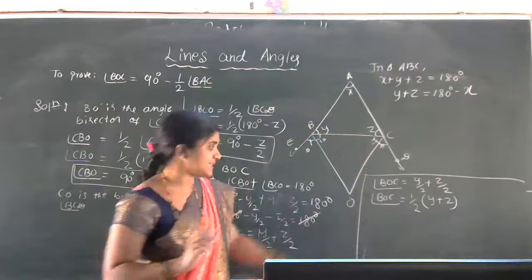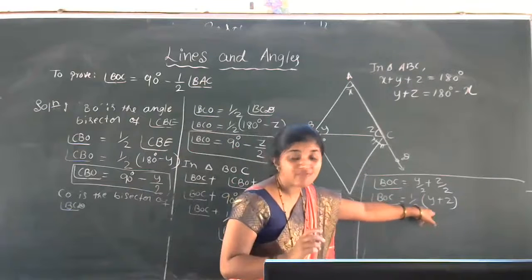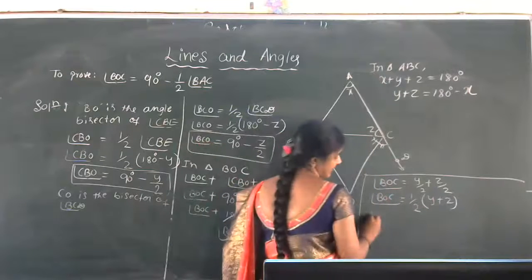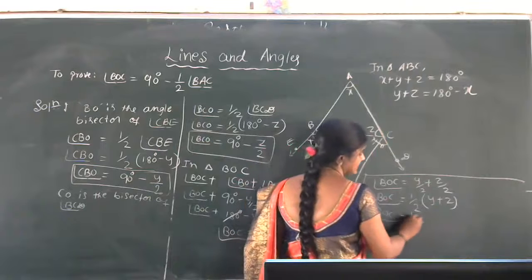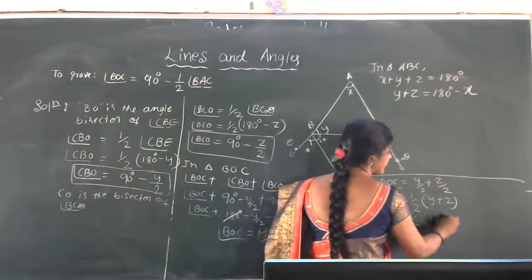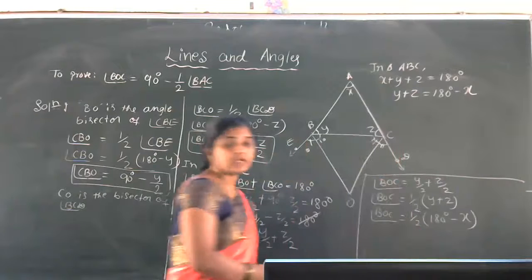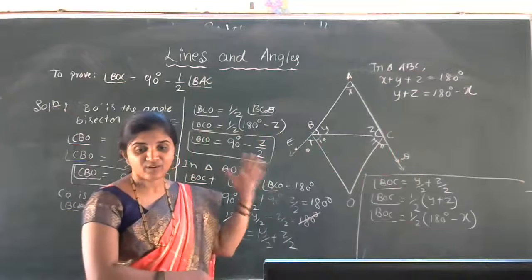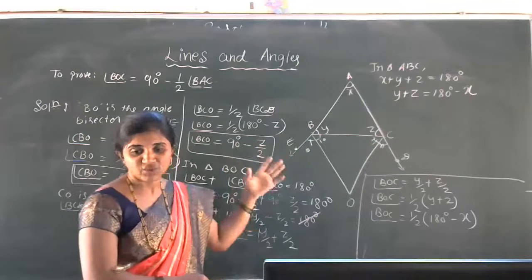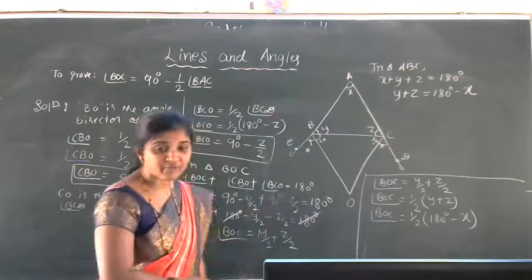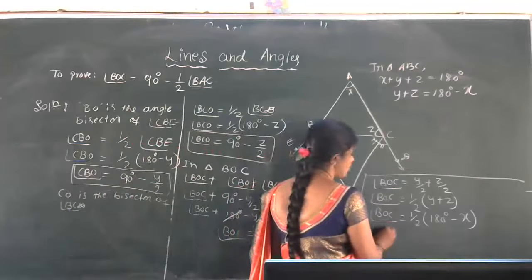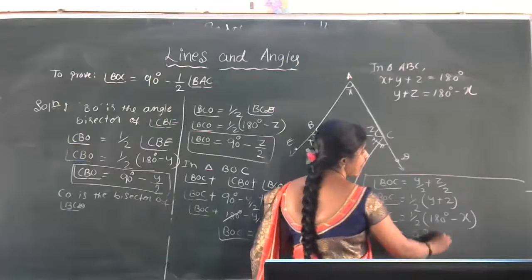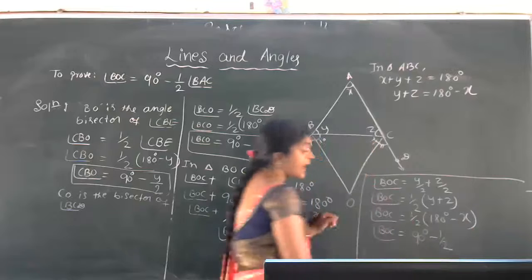What is the value of y plus z? 180 minus x. Now what you have to do is, in place of y plus z, substitute 180 minus x. Angle BOC is half of 180 degrees minus x. I think almost the problem is over. So BOC is half of 180 minus x, in the sense BOC is half of 180, which is 90 degrees, minus half of x.